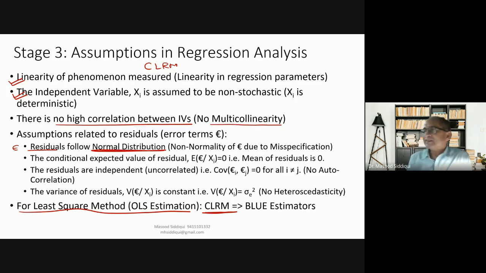The second is, it will always be there, that the mean of the residual would be 0. It will always be there. The next thing is residuals should be uncorrelated with each other. Otherwise, there is a problem that is known as autocorrelation.